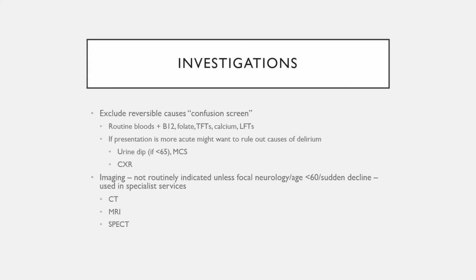And imaging options are, in that case, if you're thinking something acute, CT scanning. And then specialist services might use more specialised imaging to distinguish between the types of dementia. So options include MRI scan and a SPECT scan.